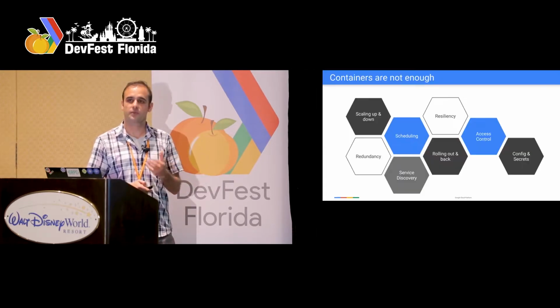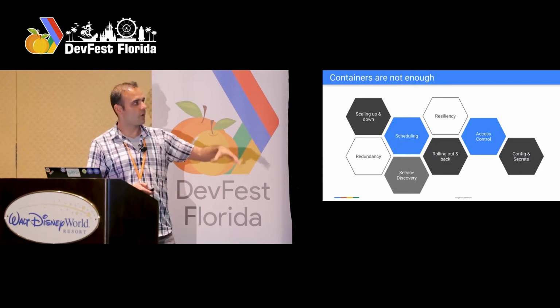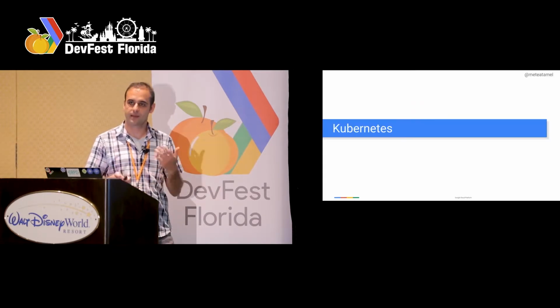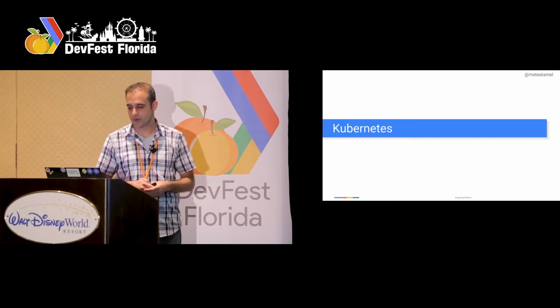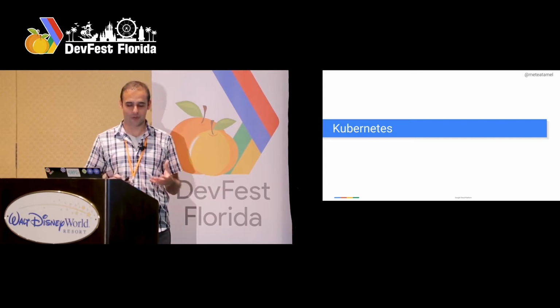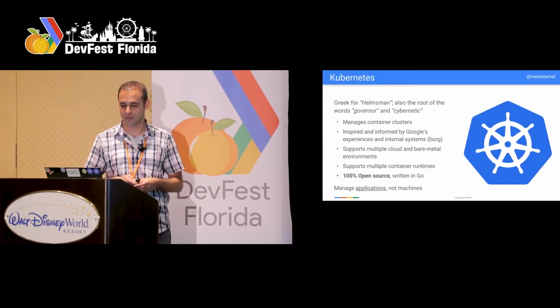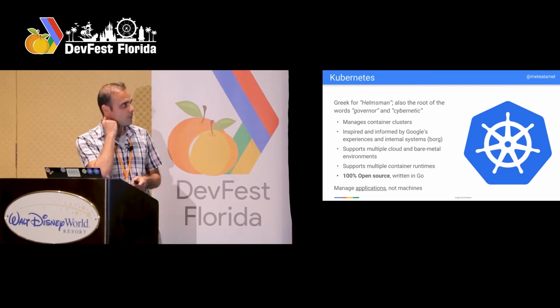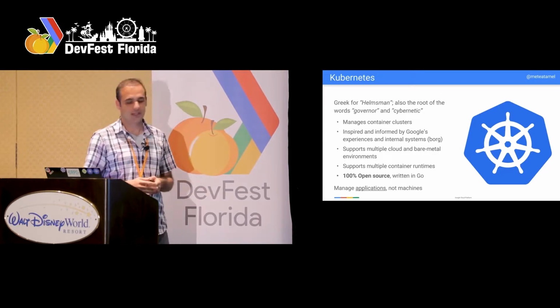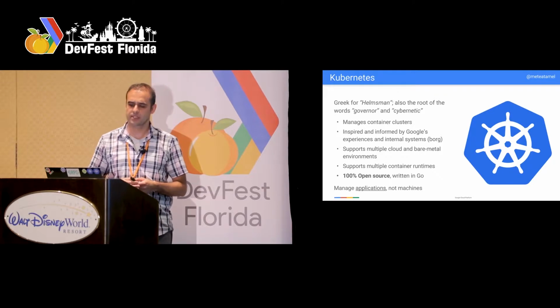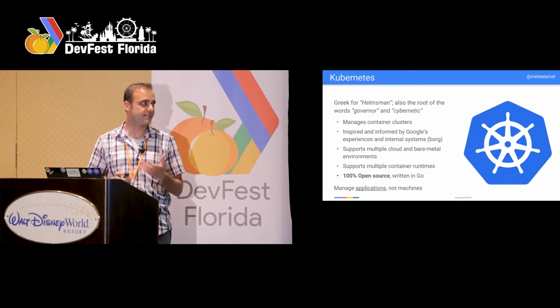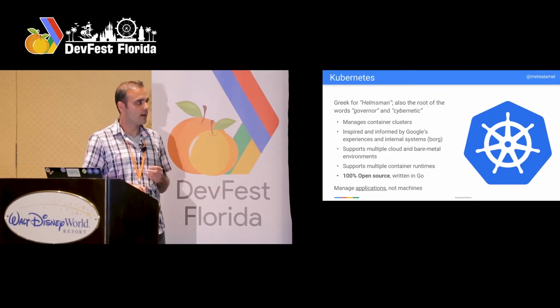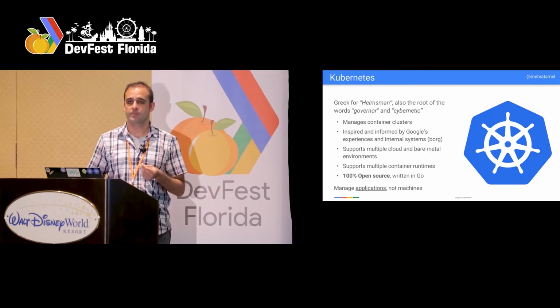Kubernetes and other container management platforms are all trying to solve these kinds of problems in some shape or form. So let's just look at Kubernetes, because that's all I know. I don't know many other container management platforms. Kubernetes is a Greek word. It means governor. And it's basically a tool, a system to manage containers in production. It's 100% open source, written in Go. It came from something called Borg.